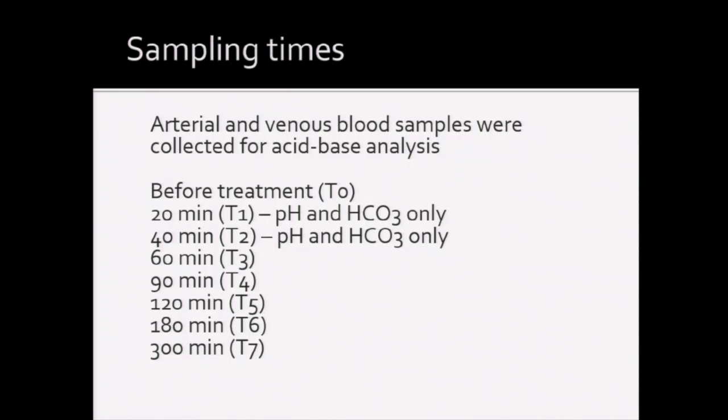They then took arterial and venous samples over time. They took samples before treatment, and 20 minutes and 40 minutes after treatment, and that was just for arterial samples to measure pH and bicarbonate only. They again took samples at 60 minutes, 90 minutes, 120 minutes, 180 minutes, and also at 300 minutes to see what the changes were over time.